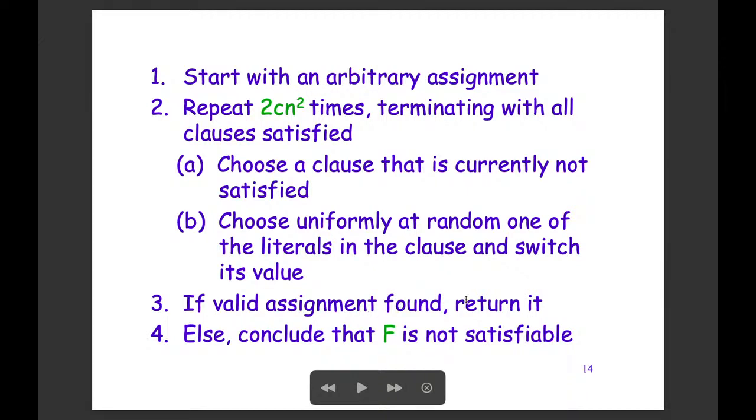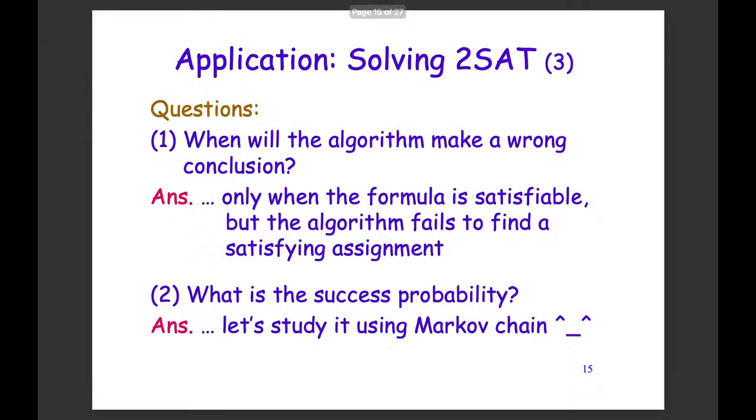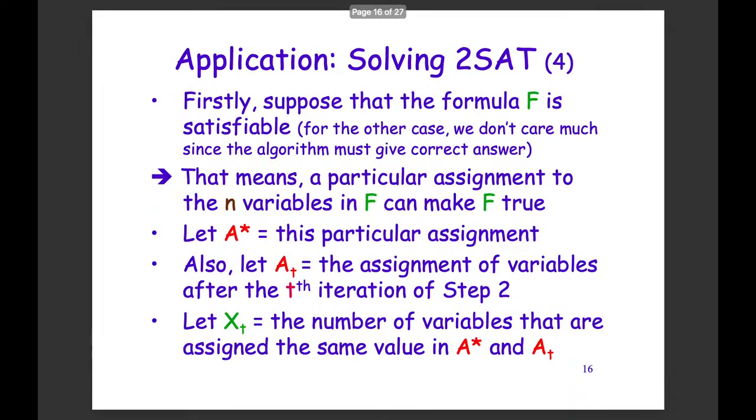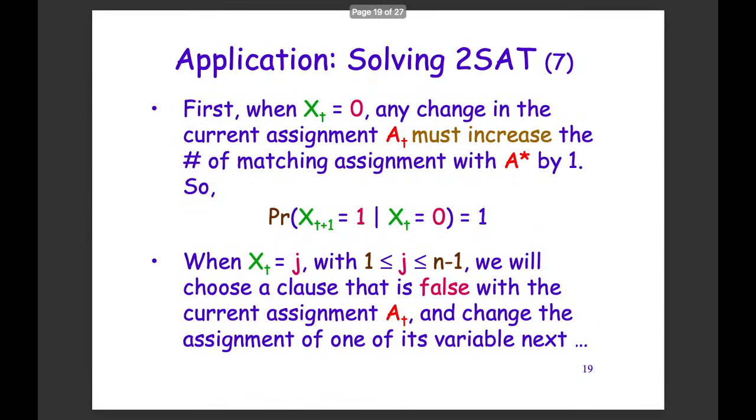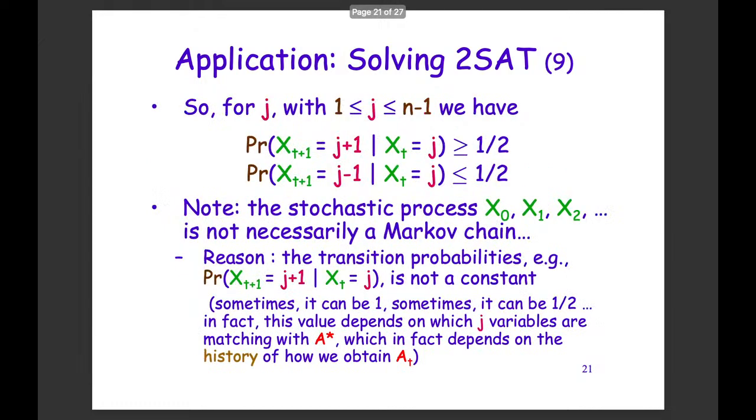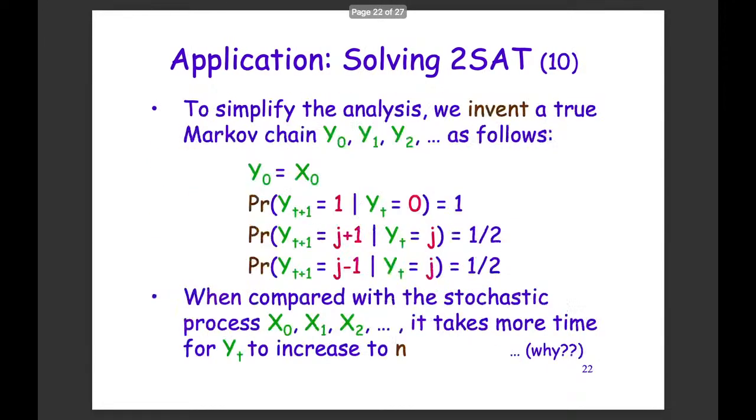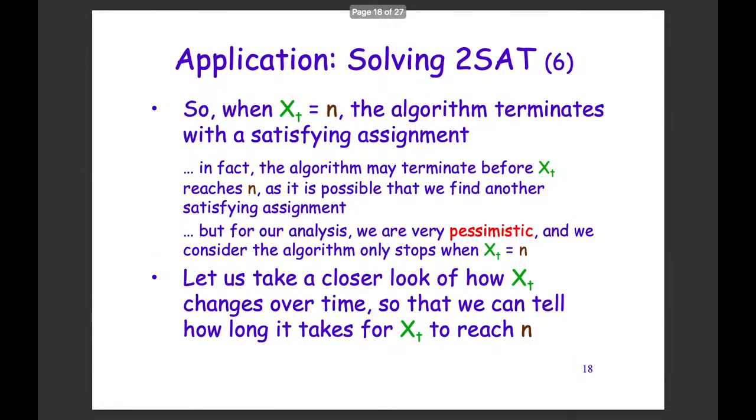If it is the case, then we say yes, the formula is satisfiable, and we get the assignment. Otherwise, we conclude that f is not satisfiable. And somehow, this process can be captured by a certain chain, but it is not a Markov chain. Okay, so I'm using the wording here.